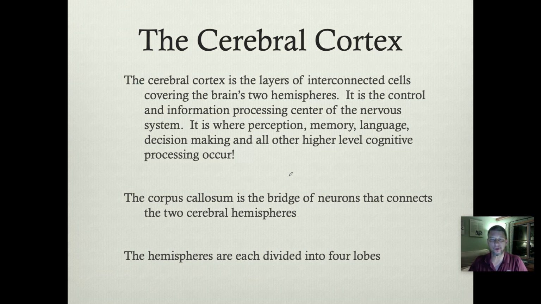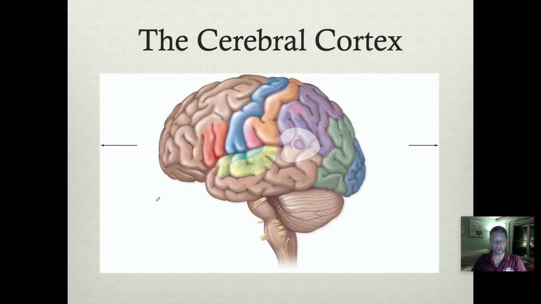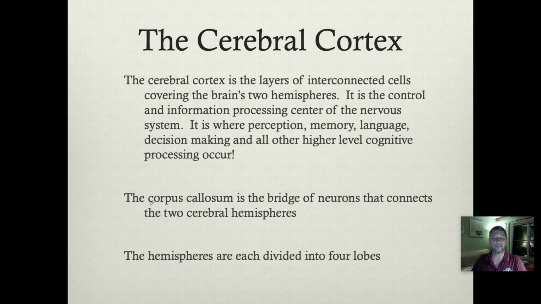Now, the two hemispheres are indeed connected. As a matter of fact, I'm going to show you a video in a little while about what happens if the connection isn't working well. The connection is called the corpus callosum, and this is just a bridge of nerve cells that connects the left side of your brain and the right side of your brain. You do have two sides, and the two sides are different from one another. They control different aspects of your cognition.